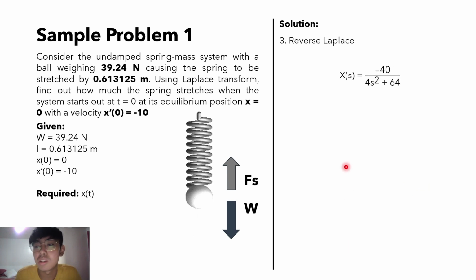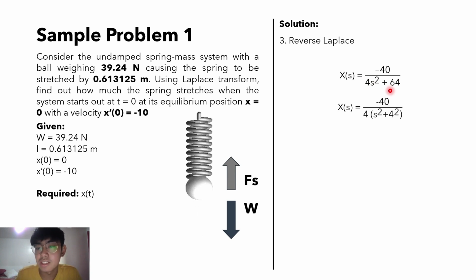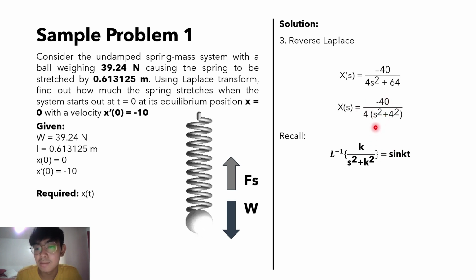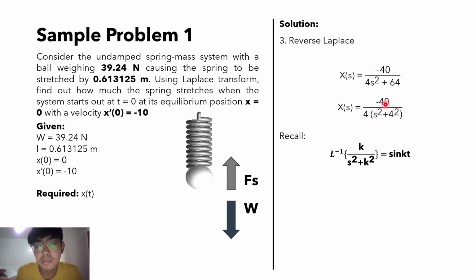So here's our working equation. What we can do first is take the 4 out, since 64 is divisible by 4, which gets us this. And recall that the inverse Laplace of this function is equal to sin(kt). So with the equation we have here, we're close. We already have s squared, and we have k squared, which is 4. So what we'll do is make the 40 into k, or 4. That's easy because 40 is divisible by 4. So let's factor out the 40, and it becomes this.